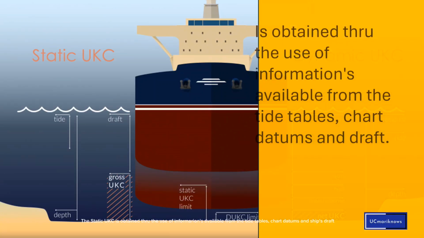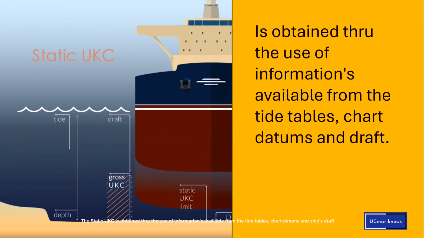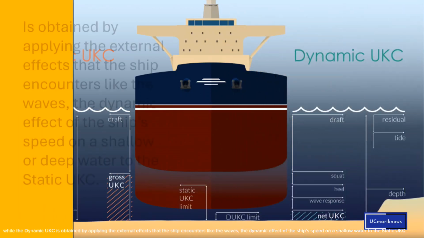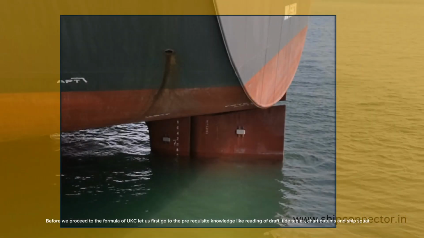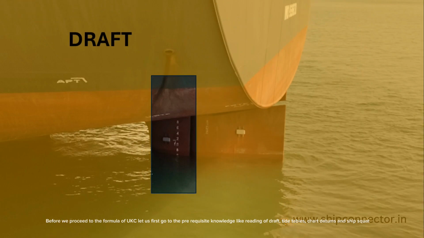The static UKC is obtained through the use of information available from the tide tables, chart datums, and ship's draft, while the dynamic UKC is obtained by applying the external effects that the ship encounters, like the waves and the dynamic effect of the ship's speed in shallow water, to the static UKC. Before we proceed to the formula of UKC, let us first go through the prerequisite knowledge like reading of draft, tide tables, chart datums, and ship squat.